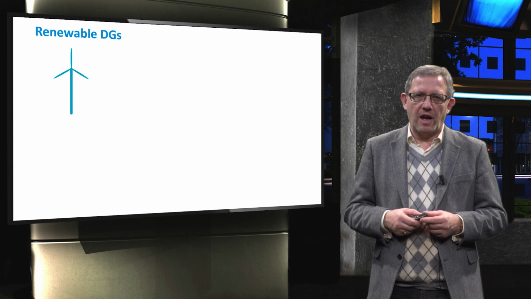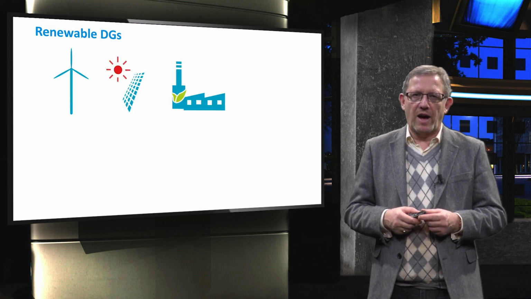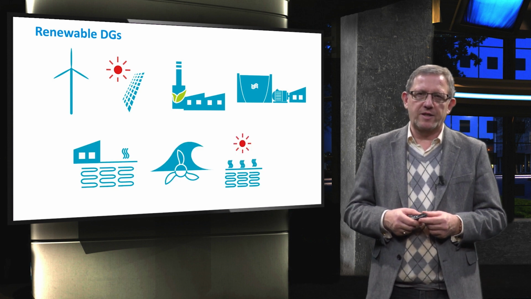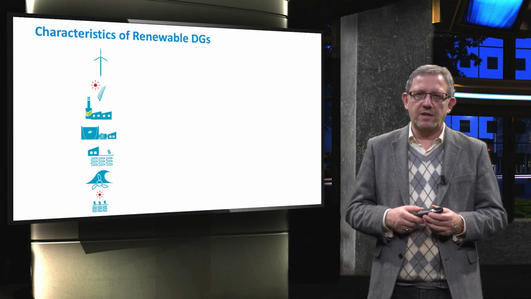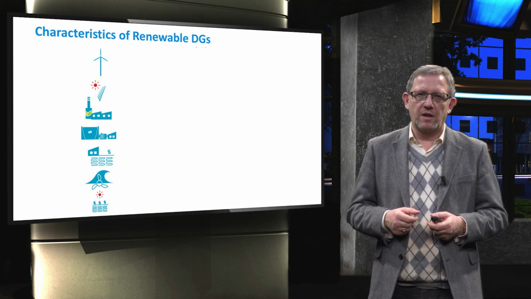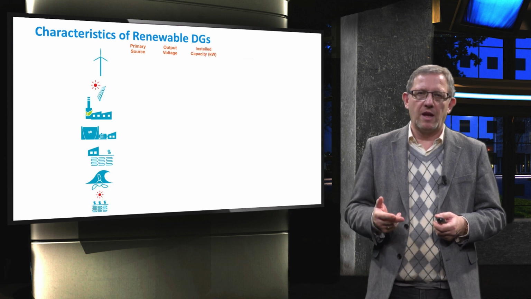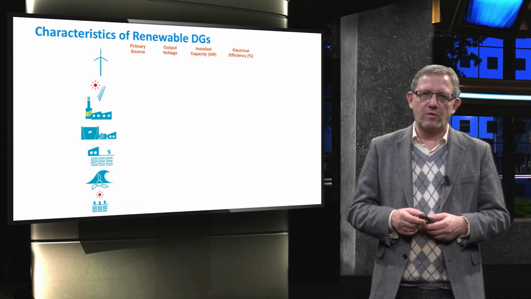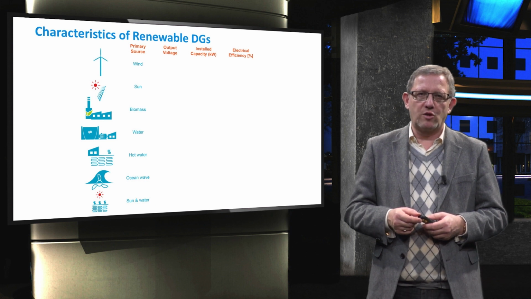On the other side, we can have microgrid distributed generators based on sources from renewable energies, namely wind generator, solar photovoltaics, biomass power plant, hydro units, geothermal, ocean energy, and solar thermal plant. In this slide, we review the main characteristics of these renewable-based generators in terms of primary source, output voltage, installed capacity, and electrical efficiency. The primary source of most of these technologies is known. Note that geothermal and solar thermal plants use hot water to generate the electricity.